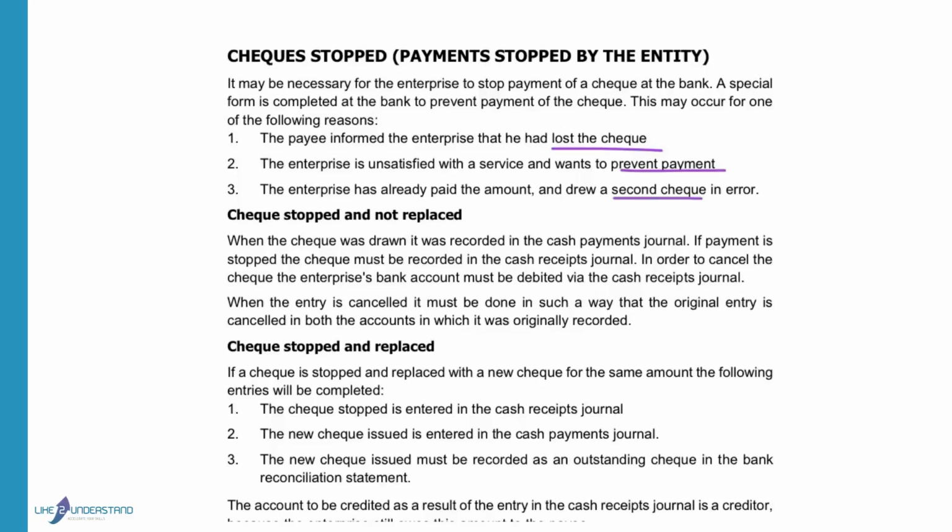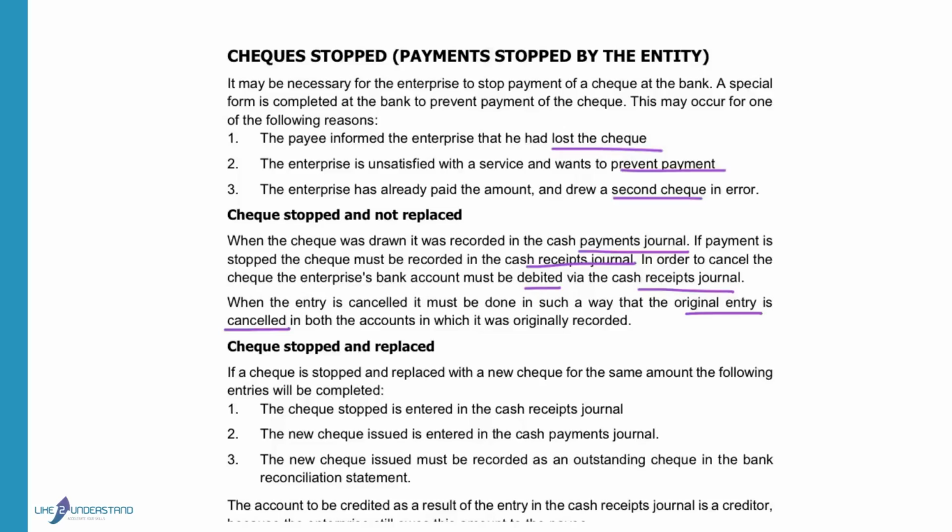When the cheque was drawn, it was recorded in the cash payments journal. If payment is stopped, it must be recorded in the cash receipts journal. In order to cancel this cheque, the bank must be debited because originally the bank was credited, and you will record it in the cash receipts journal. When the entry is cancelled, it must be done in such a way that the original entry is cancelled, so you will have to record it in both the accounts that you originally recorded this entry.